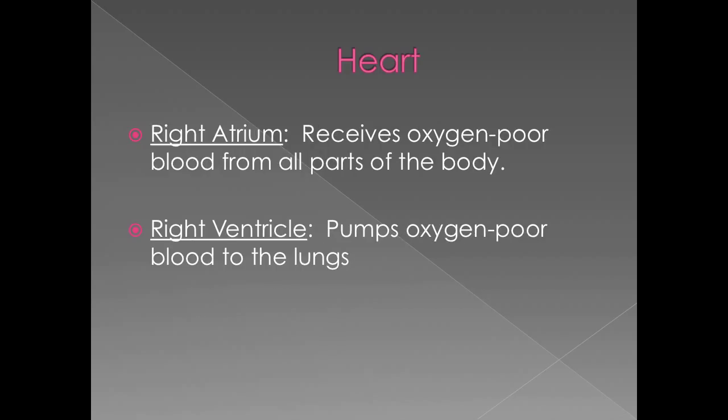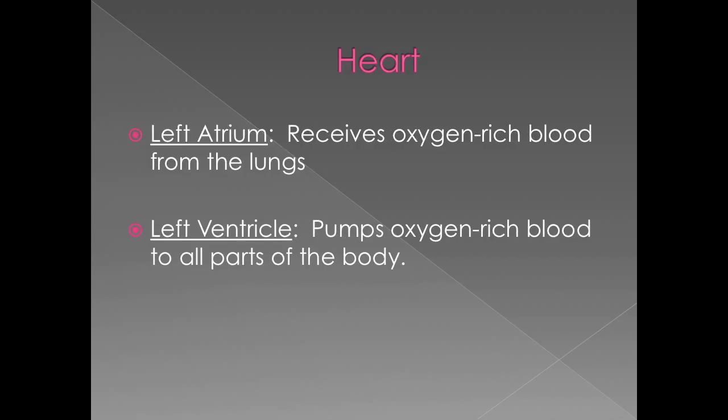The right atrium receives oxygen-poor blood from all parts of the body, and the right ventricle pumps oxygen-poor blood to the lungs. Oxygen-poor blood means that it has a lack of oxygen. It doesn't have nearly as much oxygen. It's got just a slight decrease in oxygen in that particular blood.